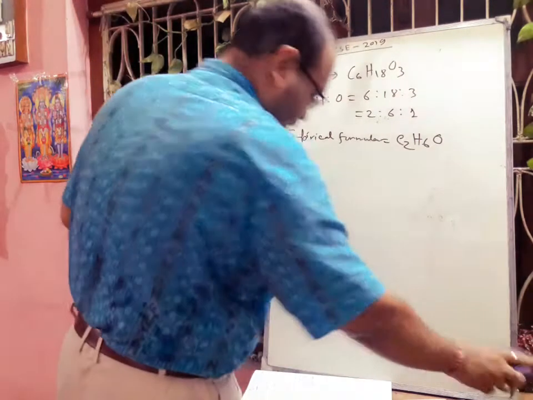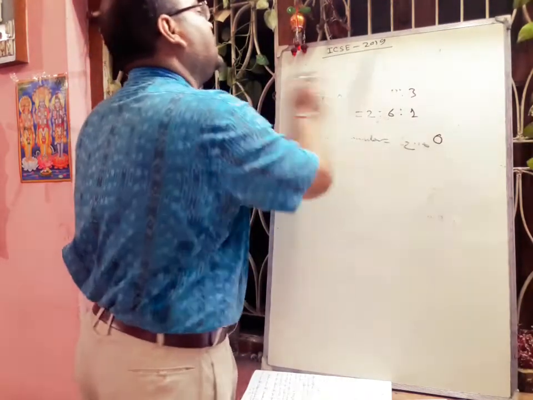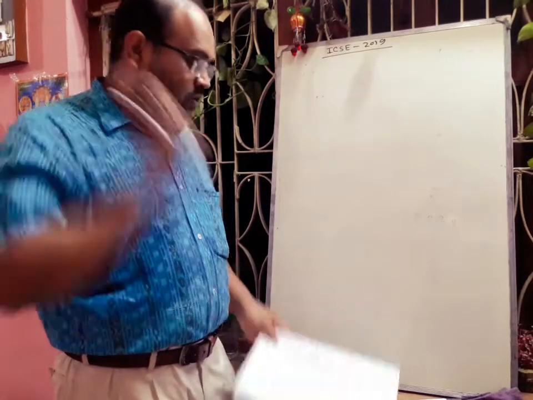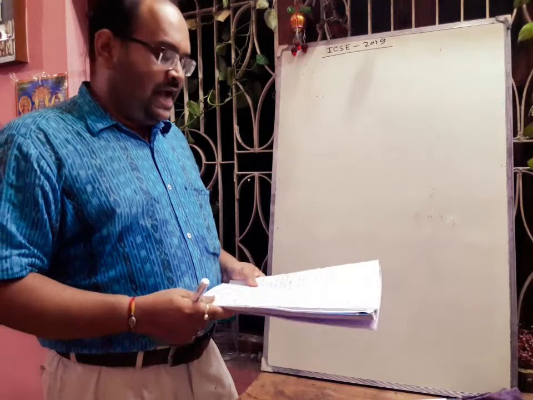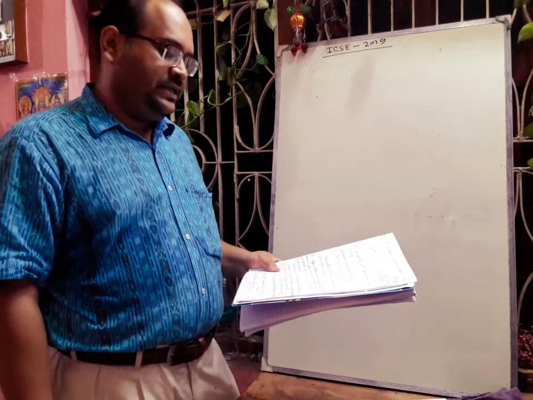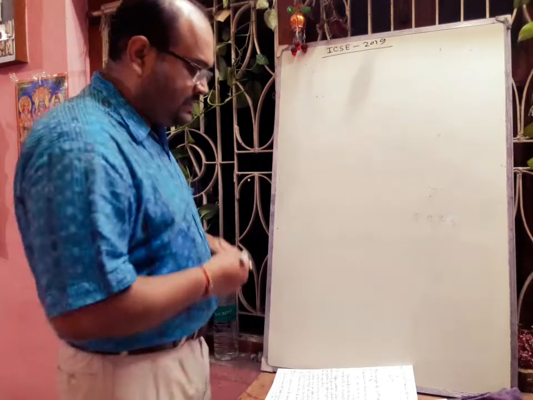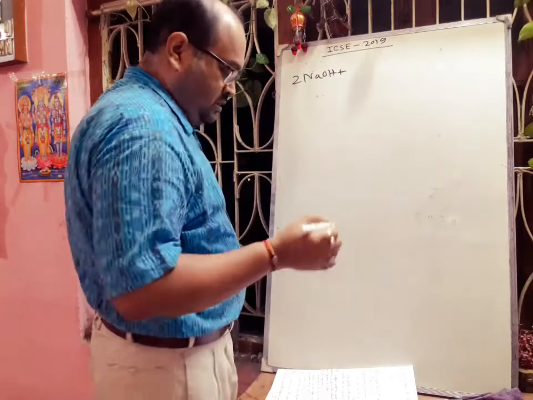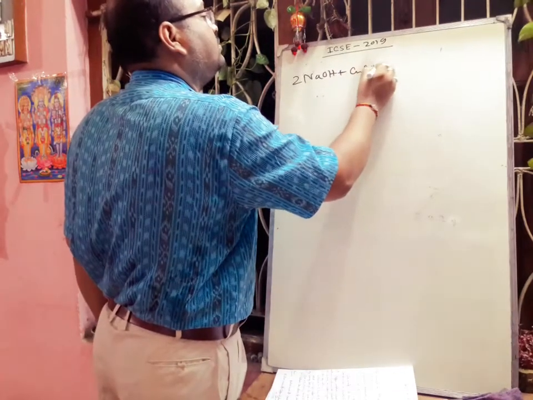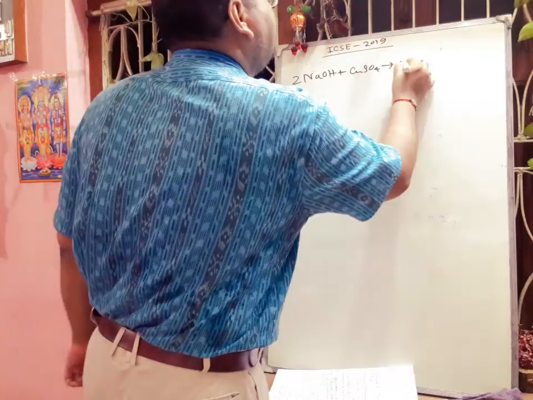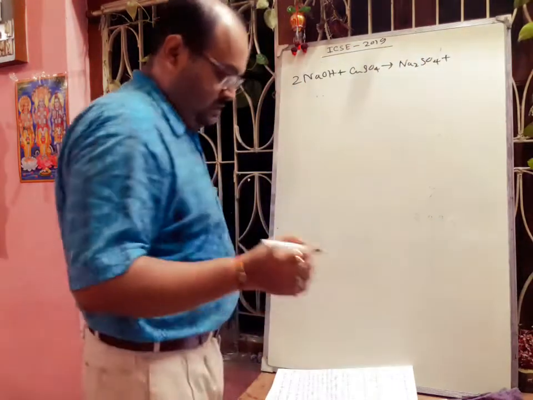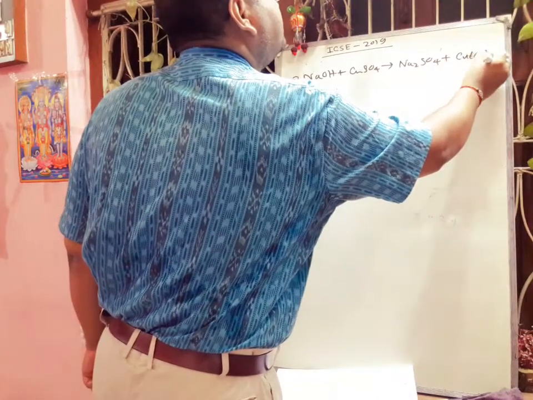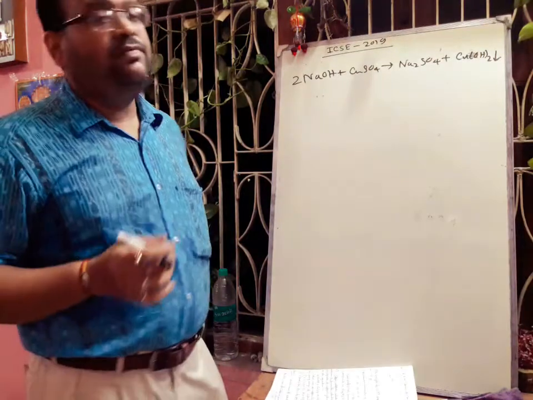Okay. Next, another question is given, a chemical equation based numerical that came in the year 2019. The question says that copper sulfate solution reacts with sodium hydroxide solution to form a precipitate of copper hydroxide. So what is the equation? We know that 2NaOH plus CuSO4 forming Na2SO4 plus Cu(OH)2. That is the pale blue precipitate of copper hydroxide.